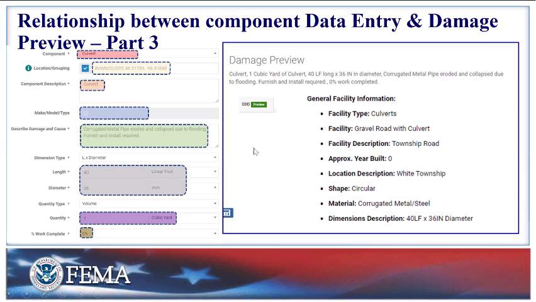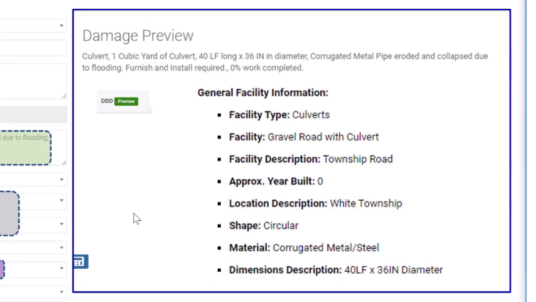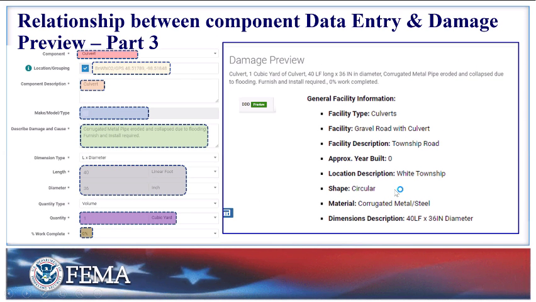On the right-hand side of the screen, you can see this is our DDD Preview tab. And this gives you a layout of the damage component information that you have just inputted, with the drop-down boxes. So this is a good tool to use when you're entering your information into Grants Manager, because it allows you to see the information you inputted, and it gives you the opportunity to see if it reads correctly.